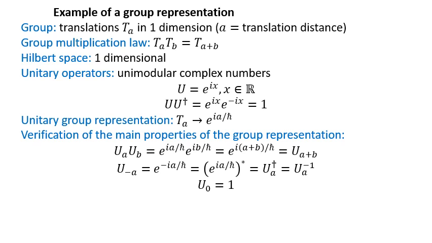Let me now verify that this is indeed a legitimate representation. The product of representation matrices corresponds to the product of group elements. Check. The representative of the inverse translation is given by the inverse matrix. Check. And the representative of a trivial translation is the unit matrix. Check. We are done.